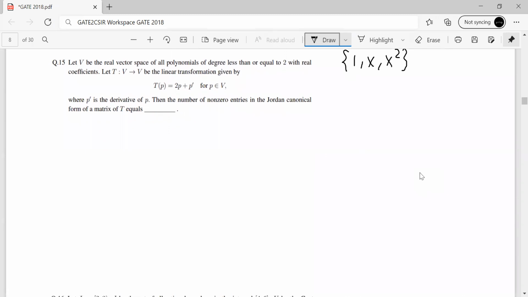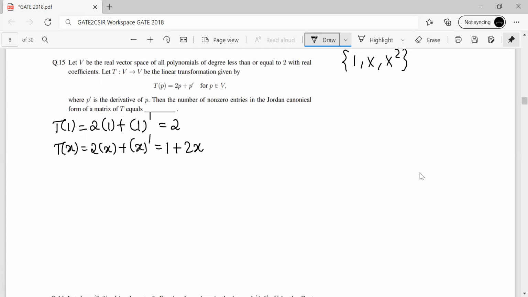Okay, so consider T of 1, that will give me 2 times 1 plus the derivative of 1. So that will give me just 2. And T of x would give me 2 times x plus the derivative of x, so that will give me 1 plus 2x. And T of x square will give me 2 times x square plus the derivative of x square. So that will give me 2x plus 2x square.